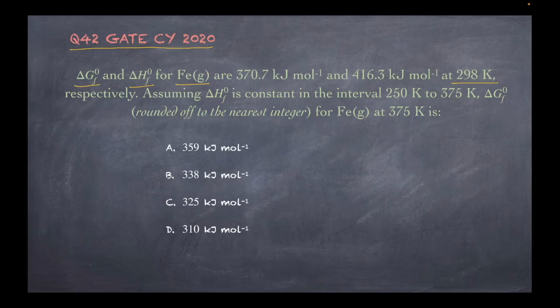temperature 298 Kelvin. Now assuming the change in enthalpy of formation is constant in the interval 250 Kelvin to 375 Kelvin, we have to find the change in Gibbs free energy of formation rounded up to the nearest integer for Fe gas at 375 Kelvin temperature. Now these are the four options that are given.